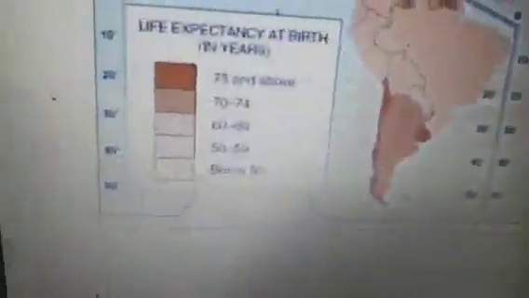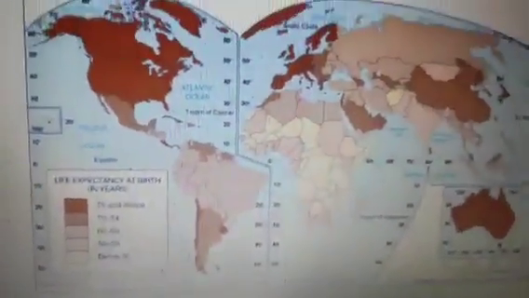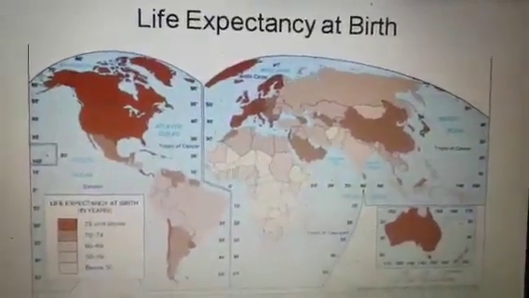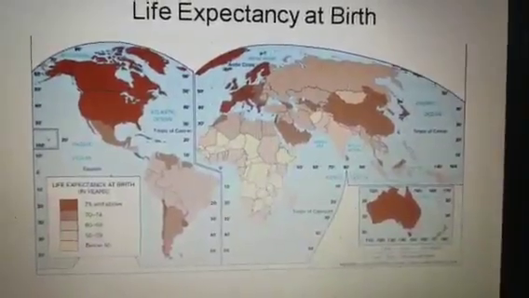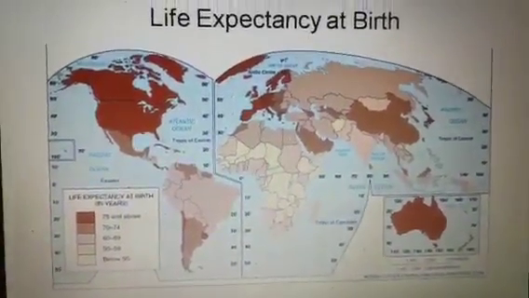And in India, you can see that life expectancy is near about 60 to 69, because India still has to work for more life expectancy at birth. So this is how you can also show on a geographical map the life expectancy around the world, and who is dominating.